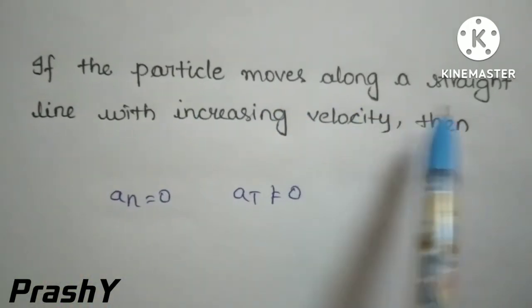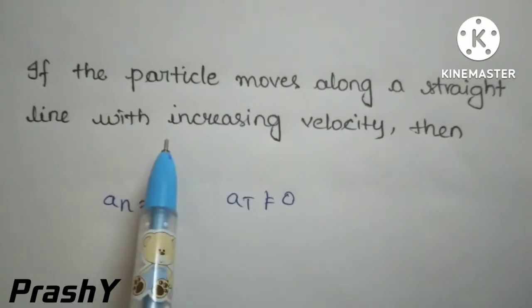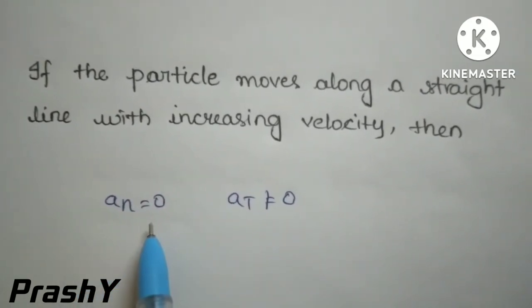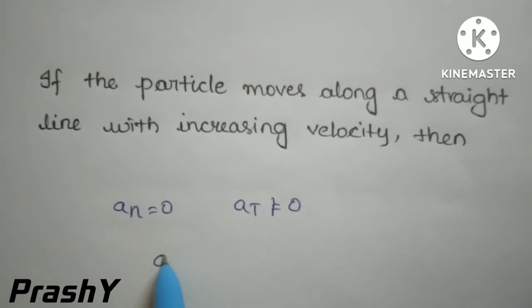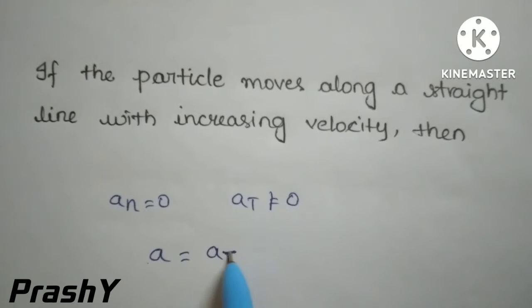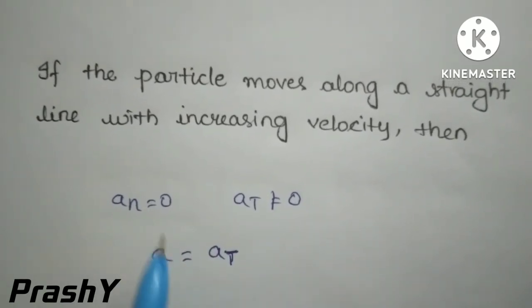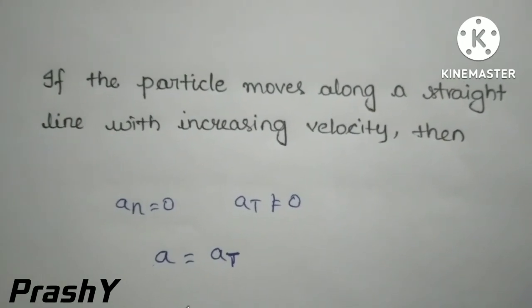If a particle is moving along a straight line with increasing velocity, then what happens? When the particle is moving with increasing velocity, AN is equal to 0 and AT is not equal to 0. That means the resultant acceleration will be only AT. So the particle is moving in a straight line with increasing velocity since AT is not equal to 0.